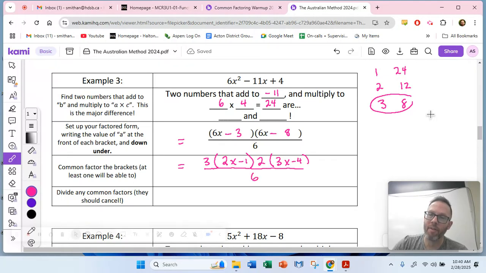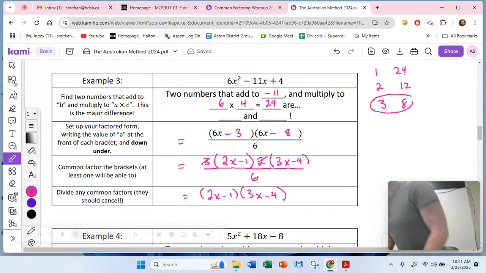But guys, that self-check still holds. 3 times 2 on the top is 6. 6 divided by 6 is 1. And everything divides out nicely. And we've done it. We've factored to 2x minus 1 times 3x minus 4. So it's the Australia method.